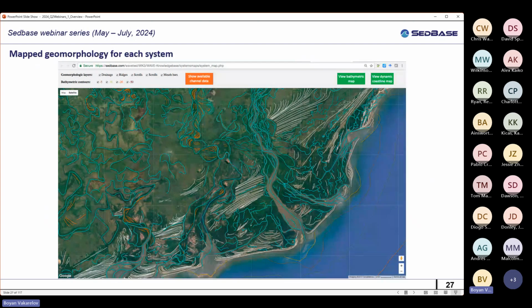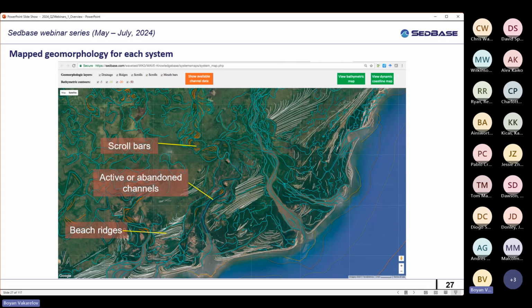So what do these systems look like? This is a typical view of a system in the database. So this is a delta. You see different colors. What is shown in orange, for example, are scroll bars. So in this case, you can get a good feeling for what the various, for example, point bars are doing in the system. We have active and abandoned channels also shown in blue. In white, we have beach ridges. We also have bathymetric contours.